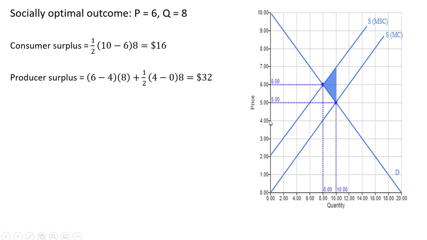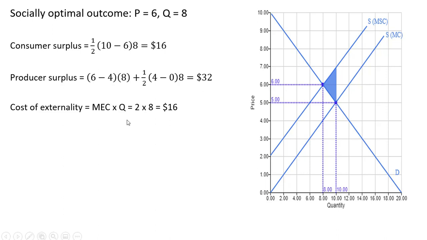And now you'll notice below that rectangle we have a triangle. So from 4 down to the marginal cost curve, we have a triangle. So the area of that triangle is 1/2 times 4 minus 0, and it has a base here of 8 minus 0. So adding all that together, producer surplus is $32.